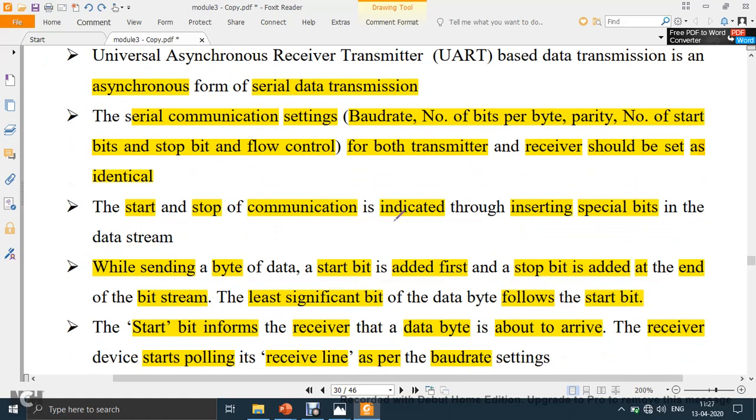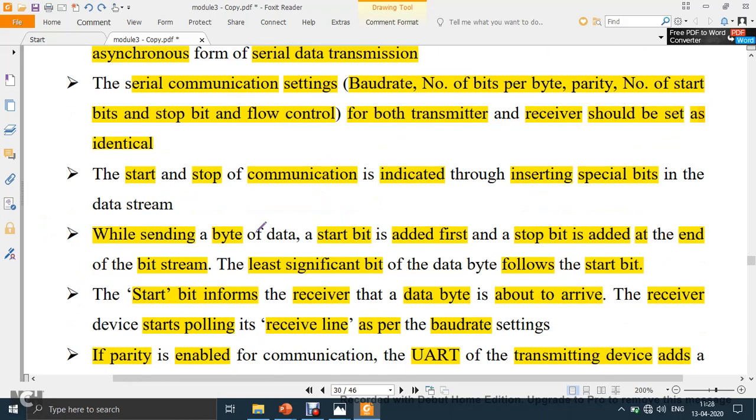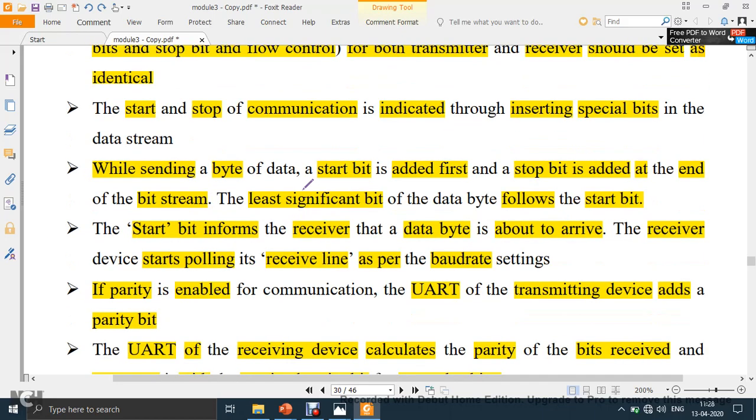Next, the start and stop of communication is indicated through inserting special bits in the data stream. Some special bits will be inserted in the data bits to indicate start and stop. So while sending a byte of data, a start bit is added first, then a stop bit will be added at the end of the stream. The LSB of the data is transferred first, similar to SPI. So the LSB of the data that you want to send will be sent first, not the MSB.